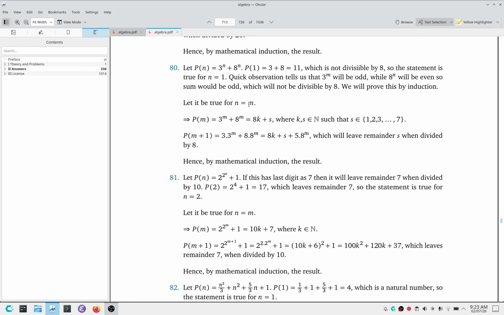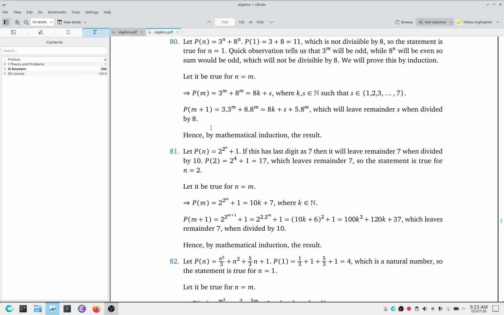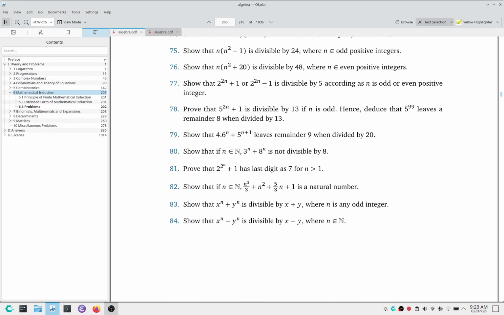So let it be true for n is equal to m. So we have 3 to the power m plus 8 to the power m is equal to 8k plus s, where s is such that s in the set 1, 2, 3 to 7. Now P of m plus 1 is equal to 3 times 3 to the power m plus 8 times 8 to the power m is equal to 8k plus s plus 5 dot 8 to the power m, which will leave a remainder s when divided by 8. Hence by induction we have the result. Okay. So with this, we come to the end of 8 set of problems on mathematical induction.